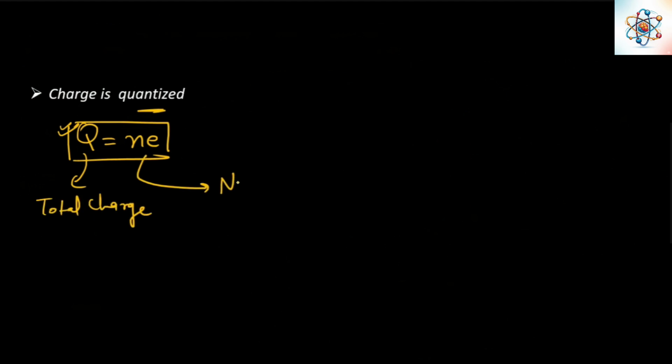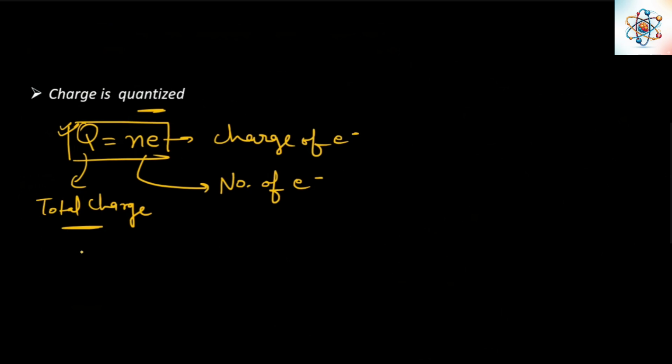So this is actually important that charge is quantized. If you have to calculate the total charge of any system, any body, just do one thing: multiply the number of electrons present in the system with the charge of electron. Then we'll get the total charge of the body. That is the principle of quantization, or charge is quantized.